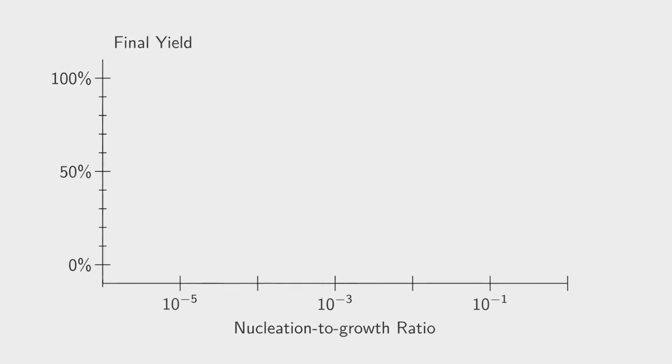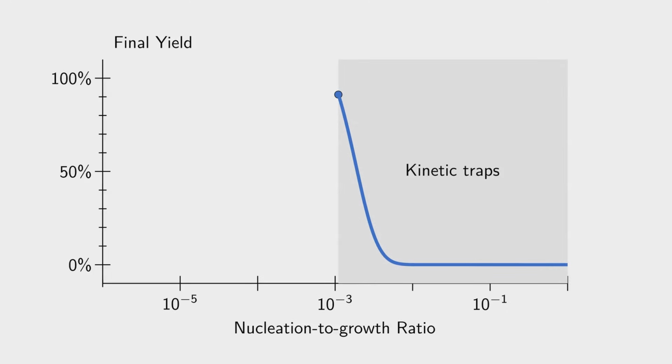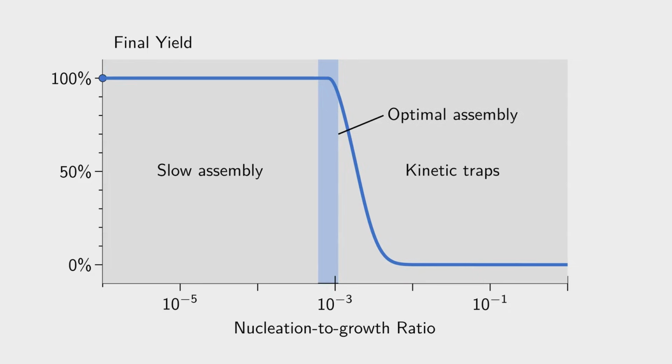To quantify this effect, we can measure the final yield as we change the nucleation to growth ratio. The final yield describes what fraction of the initial subunits is turned into completed structures. For fast nucleation compared to growth, we again see that the yield stays close to zero, followed by a regime of intermediate nucleation to growth ratios, where the final yield increases but some kinetic traps remain. This is followed by a narrow range where nucleation is just slow enough compared to growth to avoid these kinetic traps. Since even slower nucleation just slows down the assembly, we call this the optimal assembly regime.